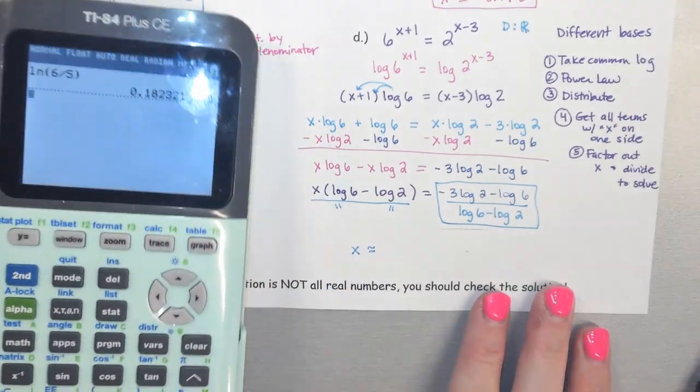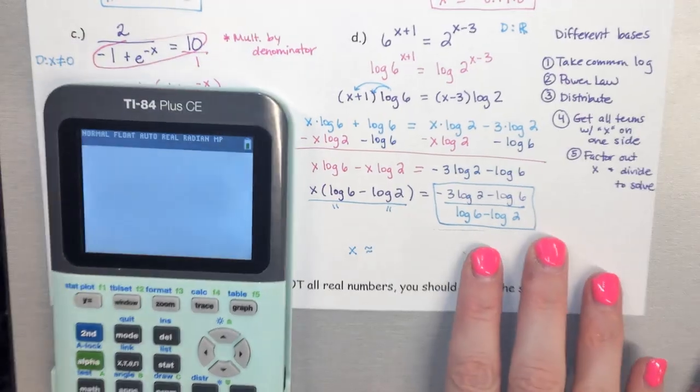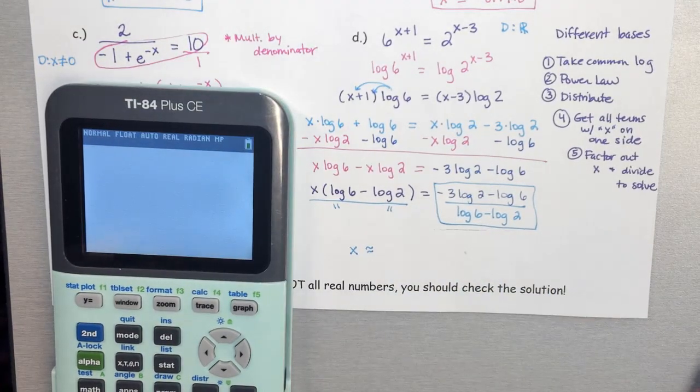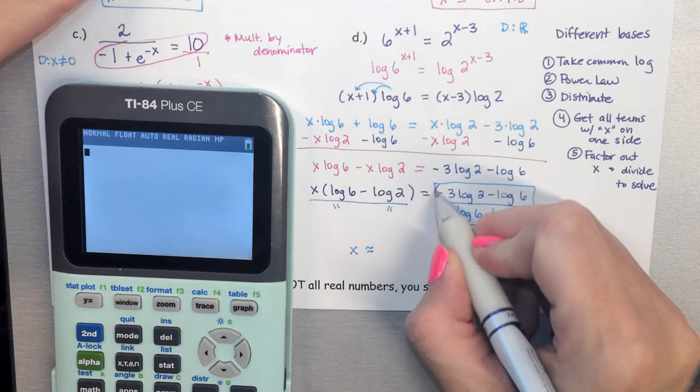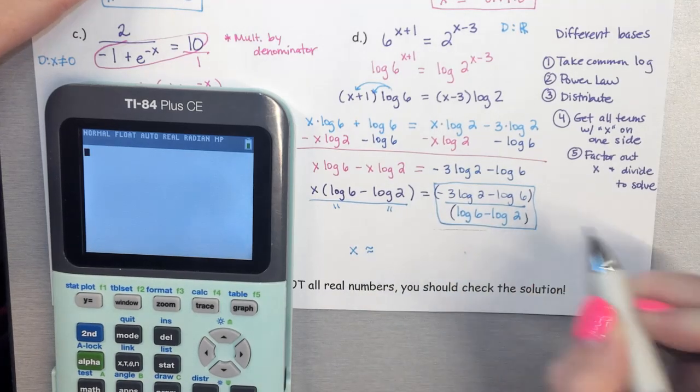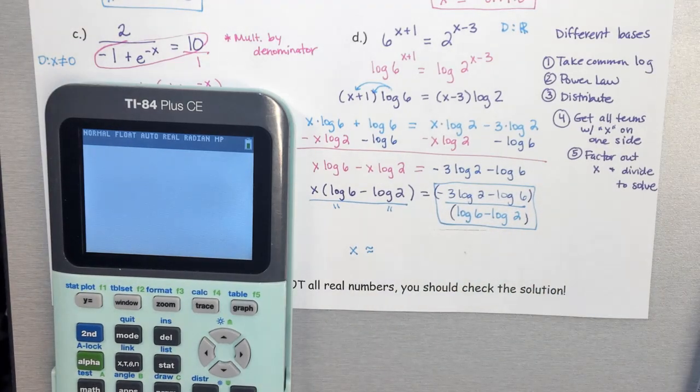Okay, if you put this all in at once, you have to make sure you do the parentheses on the top and on the bottom. If you put in the numerator first and then divide by the bottom, again, you just have to put the parentheses.